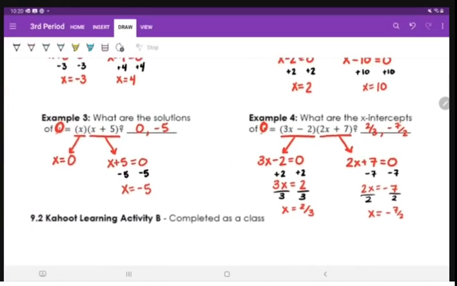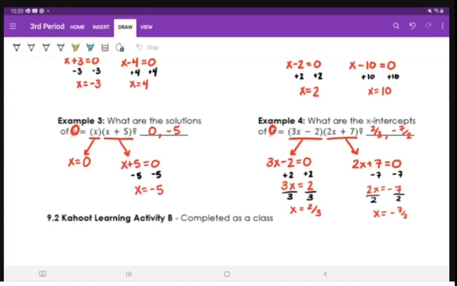at identifying your roots. So what we're going to do with the rest of our class time here is another Kahoot activity, and we're going to practice identifying roots as fast as we can.